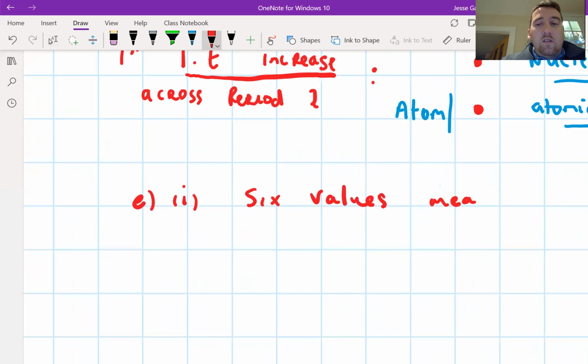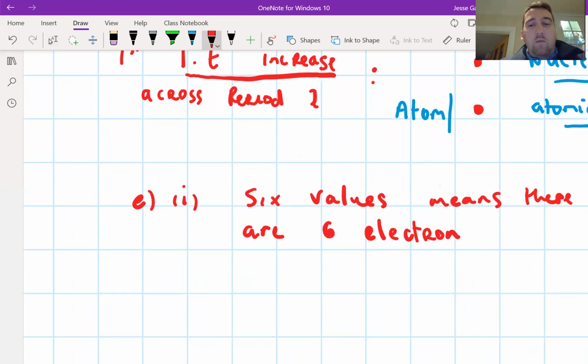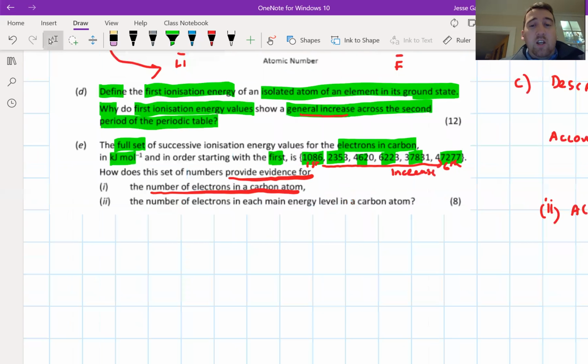means there are 6 electrons. Okay, so it is that simple. Don't want to overcomplicate it. That's what it says. There's 6 values. There must be 6 electrons. Each one of them requires energy to remove.